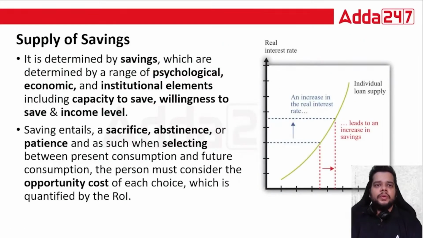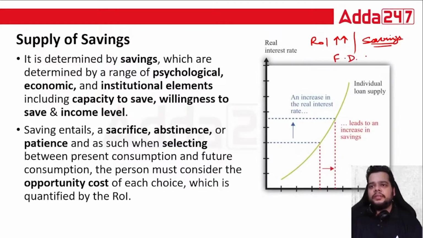When we talk about supply of savings, it is directly proportional to the rate of interest, because as the rate of interest increases, people will be more inclined towards saving more. Suppose the government announces today that the FD rate of interest will be high for the upcoming 2 years. So you will start saving. Definitely, that's the natural instinct. But whether the entire economy will be doing that, that's a different story altogether.